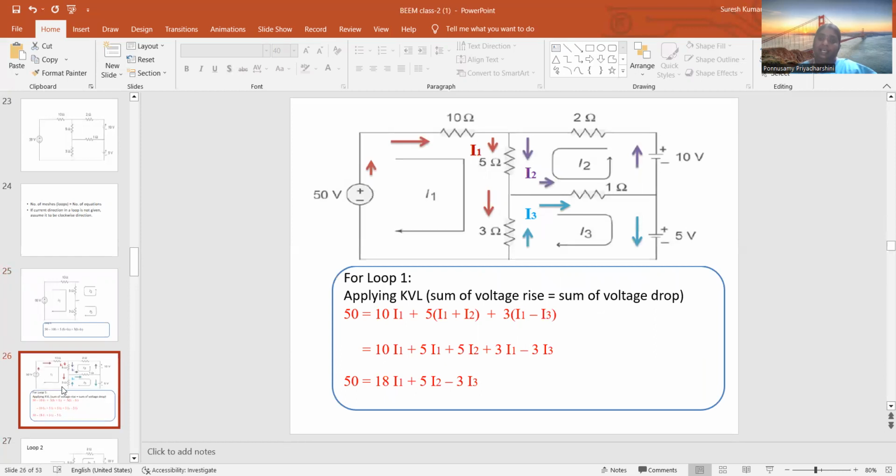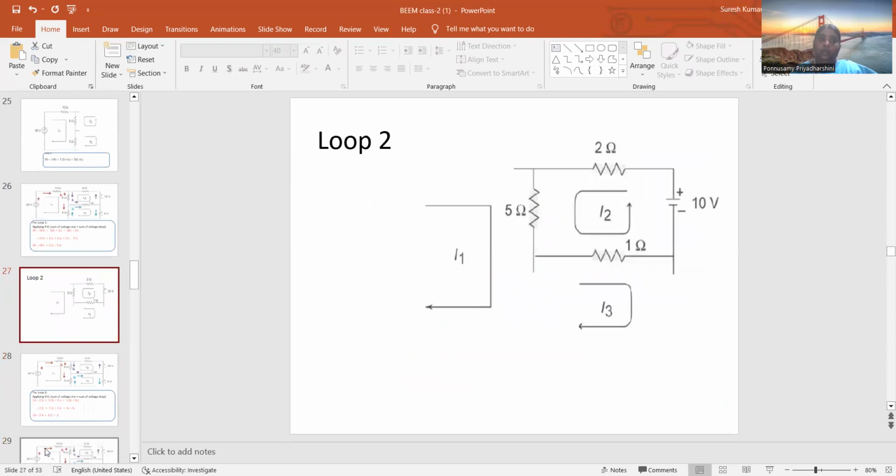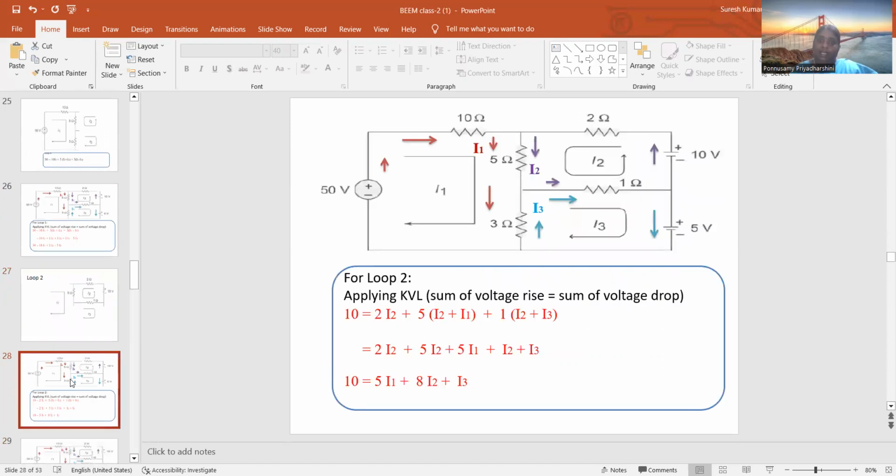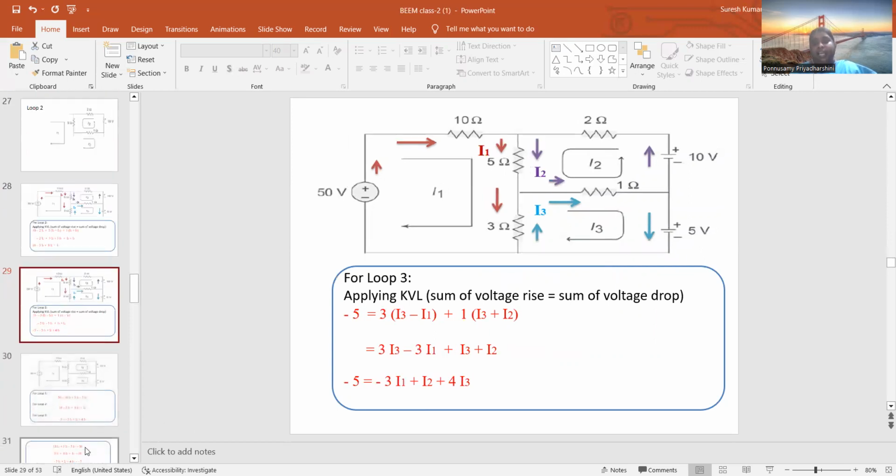Then applying the KVL rule in loop 1, I get the equation 18 I1 plus 5 I2 minus 3 I3. Similarly in loop 2, the same rule is applied, and the result is 5 I1 plus 8 I2 plus I3. Finally, KVL is applied in mesh 3, and the answer is this.